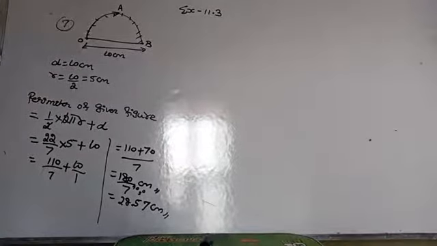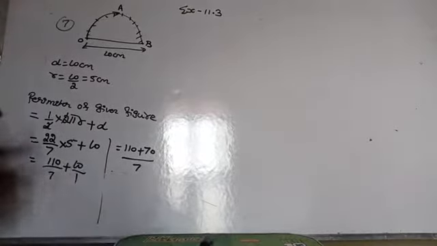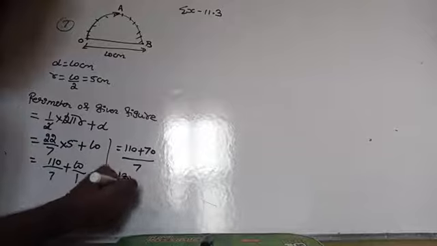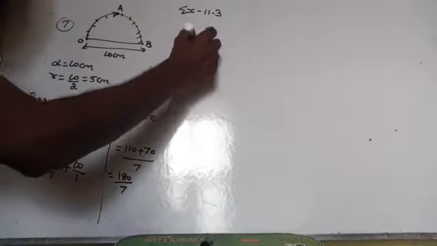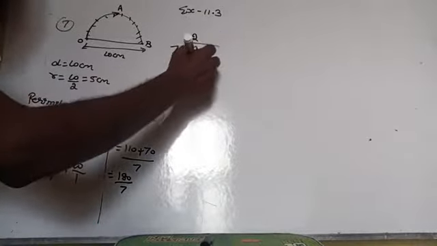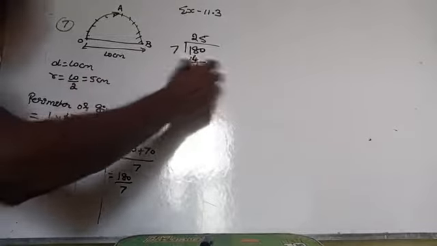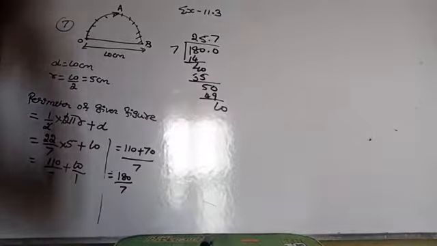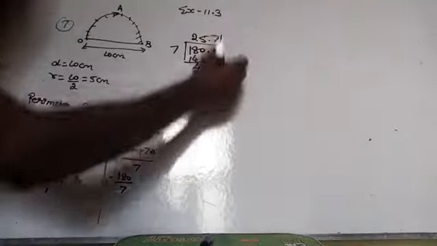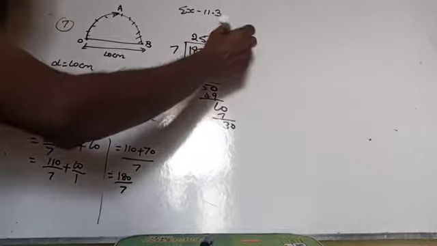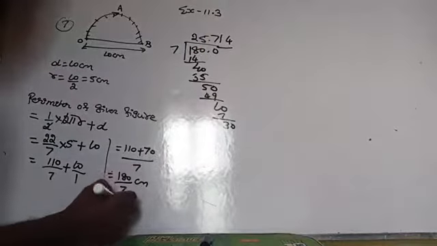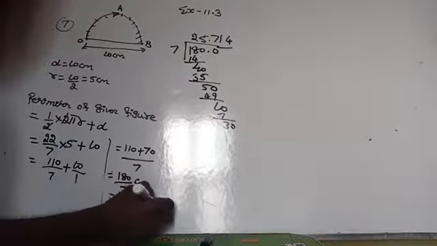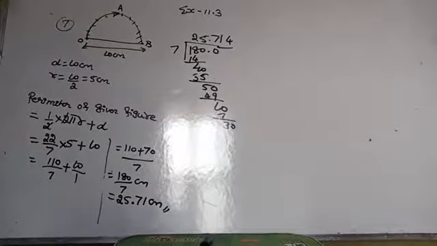Wait, just a minute. I think it's wrong. 180 by 7. 2 sevens are 14, 4, 40, 5 sevens are 35, 50, 7 sevens are 49, 4. Then 1 7 is 7, 3, 30, 4 sevens are 28 and goes on. So it is 25.71 centimeter. Am I right, dear?